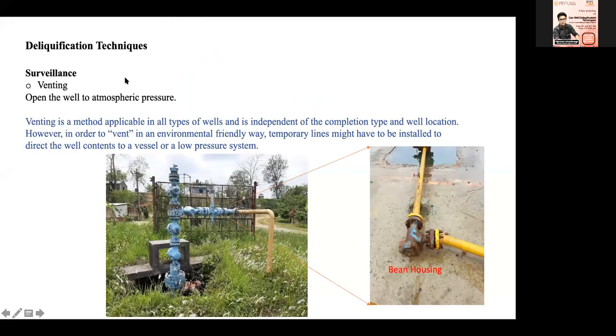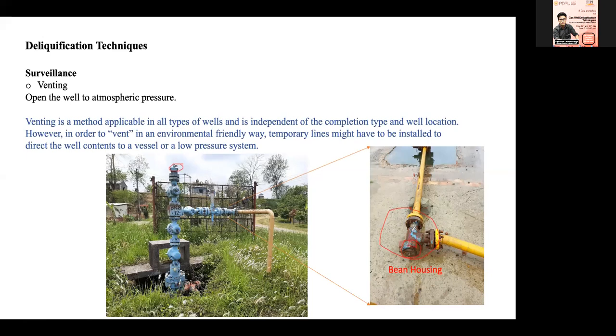And the second thing is venting. This is also a surveillance method. Like I said, you have these wellhead valves, and in some gas wells, you are going to be producing your gas with some choke size or bean sizes like 10 mm or 8 mm or 6 mm. And you have a bean housing like this. This is your bean housing. This is basically similar to your bull plug.